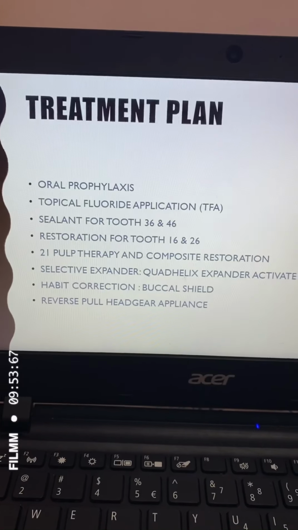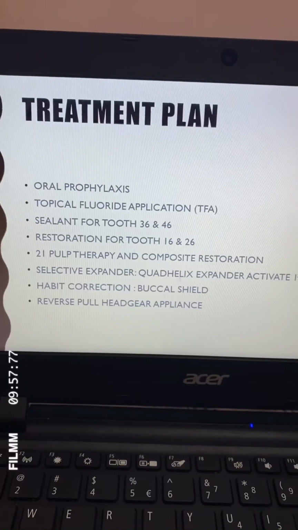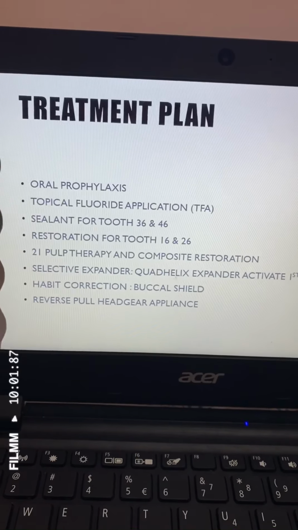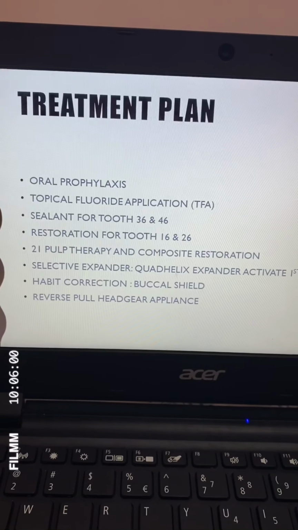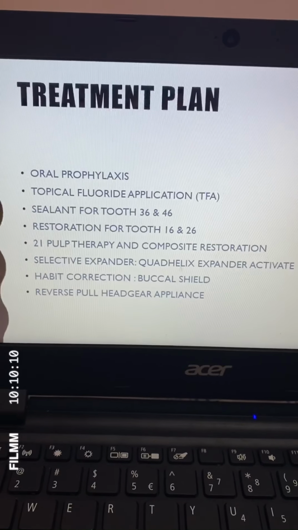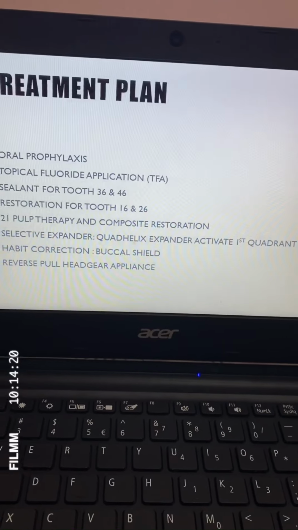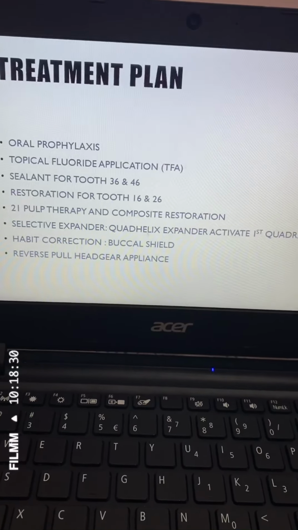So for the tooth 2-1, it has distal caries involving the pulp. So we need to have a pulp therapy. And after that is composite restoration. So we don't need to put the crown right after the endodontic therapy because it is often delayed until later teen years due to the large size of the pulp.